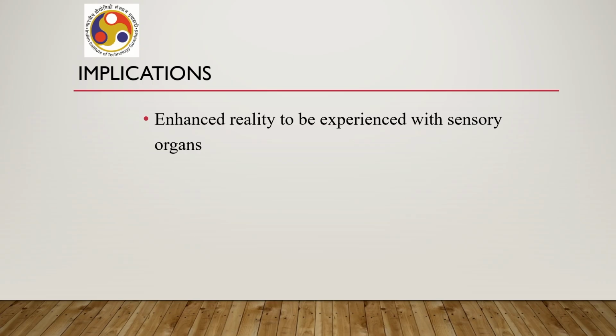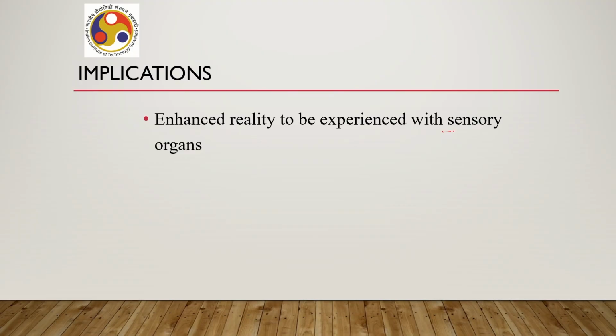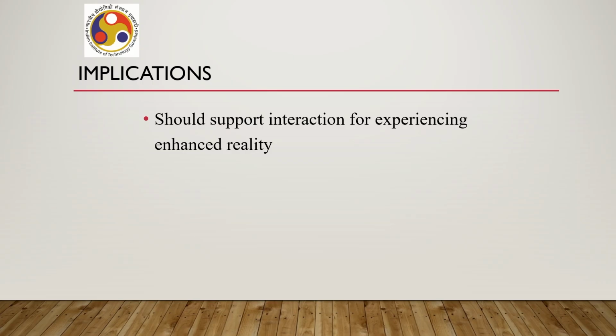Another important thing that is part of the dictionary definition, and may not be part of the systemic definition, is that whatever we are enhancing, those enhancements must be experienced with sensory organs. So we should be able to understand what is happening with these digital enhancements. That is quite obvious: unless we are able to understand that, we will not be able to perceive augmented reality. The other important consideration is interaction. So the system must support interaction for experiencing enhanced reality. We are enhancing the reality by adding digital content. A user should be able to interact with that digital content in that enhanced environment, not separately, so that the user gets the feel of being in reality at all times.